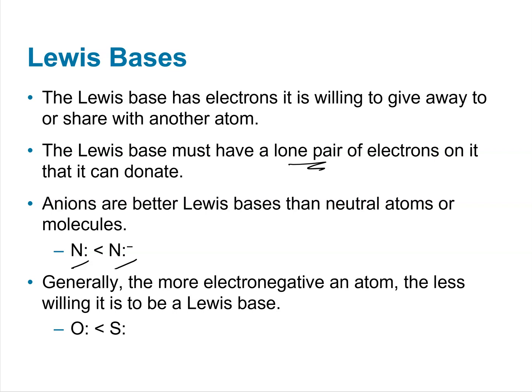Also, generally, the more electronegative an atom is, the less willing it will be to be a Lewis base, because the more electronegative it is, the more it wants to hold on to its electrons, or the more comfortable it is stabilizing that electrical charge from that lone pair. So sulfur, because it's a more electronegative atom, excuse me, I got this flipped. Oxygen is more electronegative than sulfur. Therefore, sulfur will want to give up its lone pair more. Therefore, it will be a stronger Lewis base.